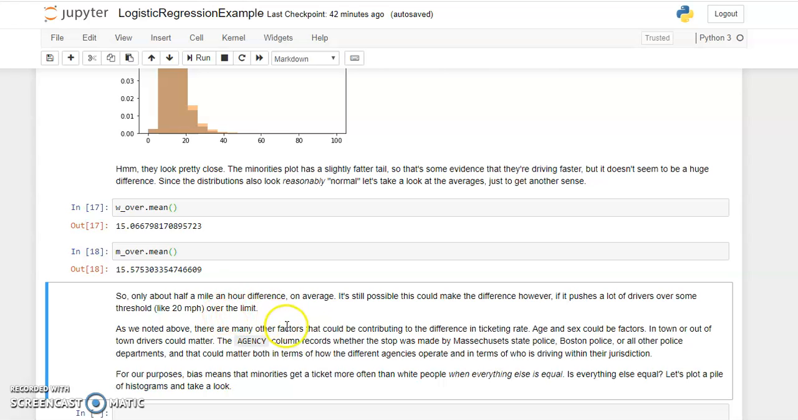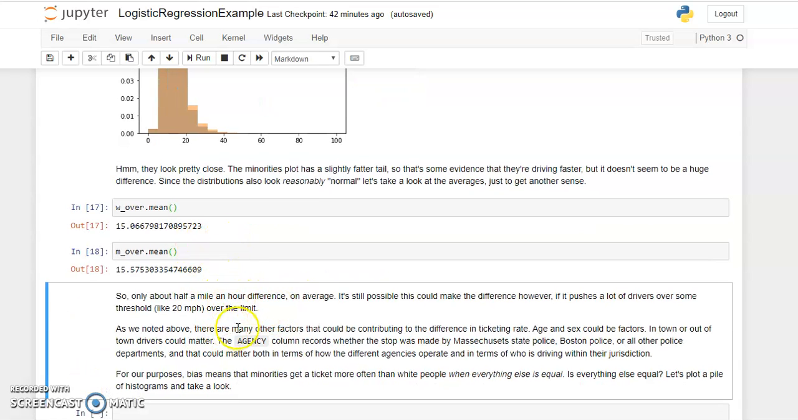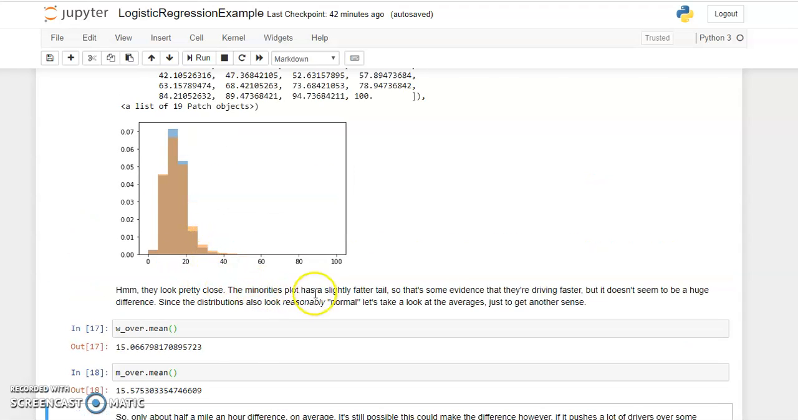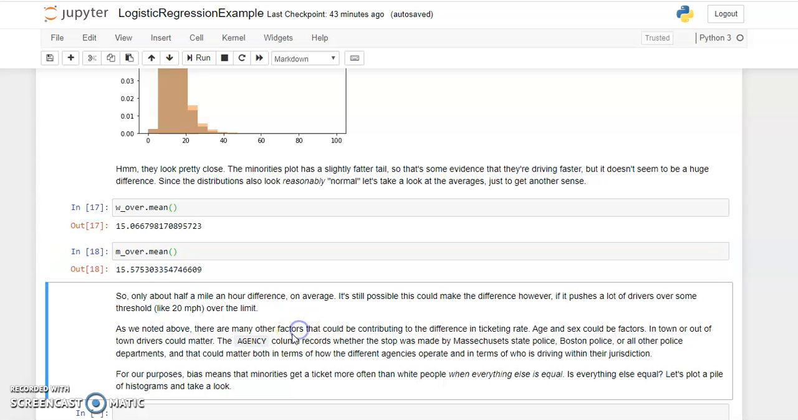Okay. So coming back to our histograms, what we looked at previously was how the miles over the speed limit compared for white drivers versus non-white drivers, and we saw that they look basically the same. It's also basically a normal distribution, so we could compare the averages, which is what we did, and we found there's about a half a mile an hour difference of non-white drivers going faster. And maybe there's some threshold cutoff at 20 miles per hour over the speed limit, and maybe that's why we're seeing a greater number of non-white drivers get tickets.